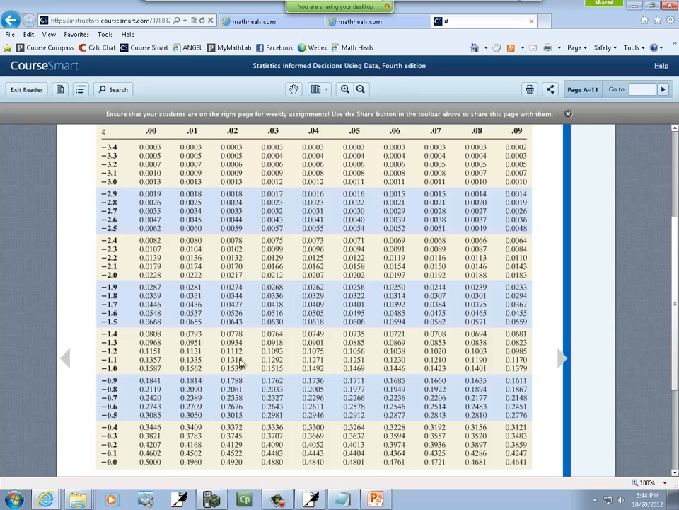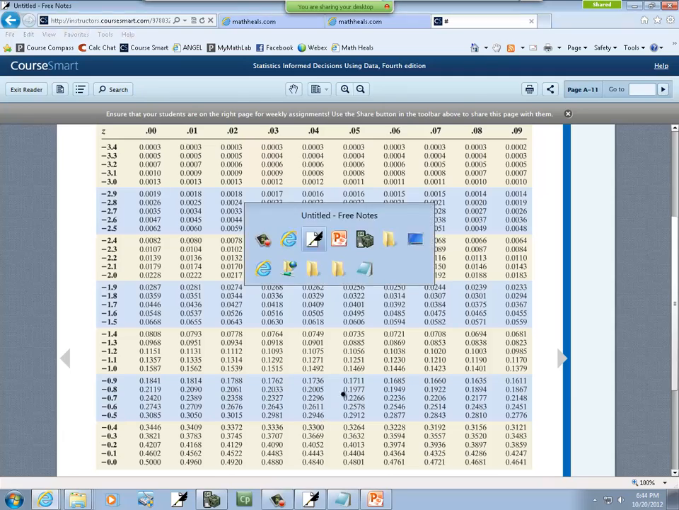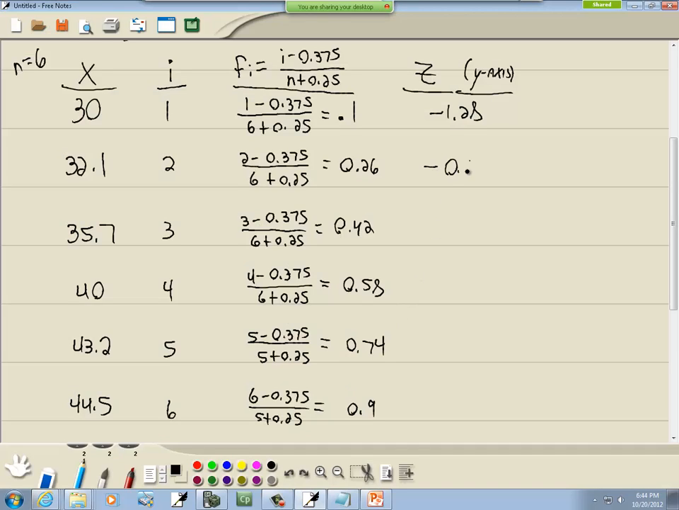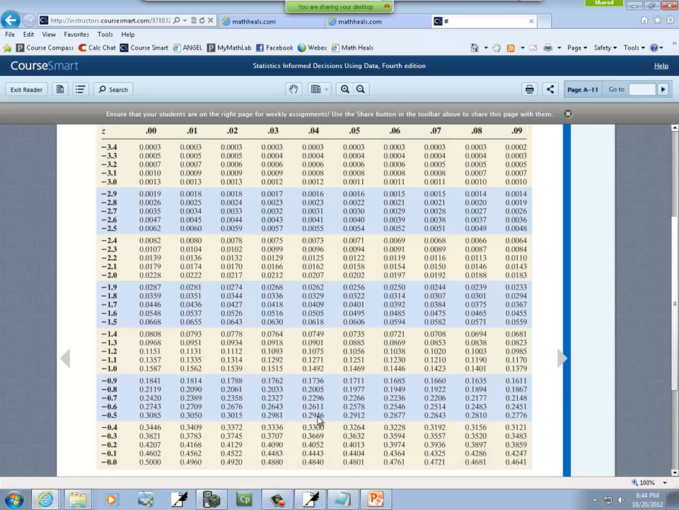Next one is 0.26. This is 0.0022 off. This is close, 0.26, so that's negative 0.64. Again, I'm finding my value that's closest to these in the table, and then I'm just going to clear to the left, and that gives me my first part of my number. And then I go up, and that gives me my hundredths place.